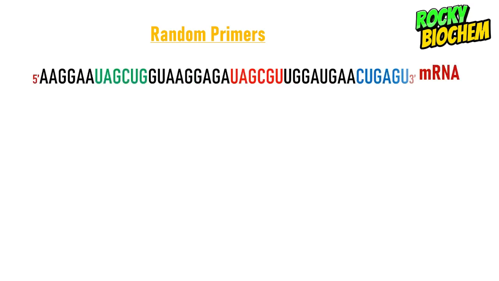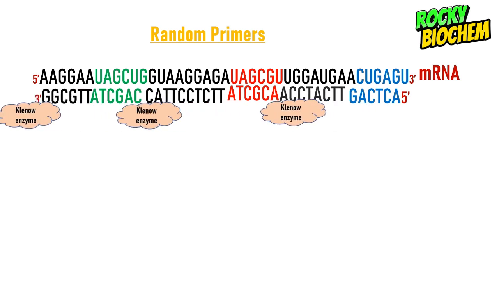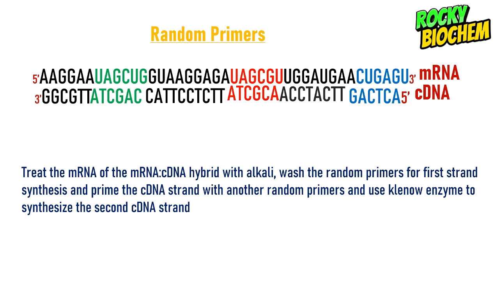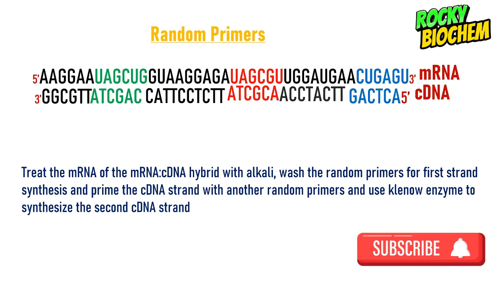Now let me move on to random priming. This is similar to what happens in the first strand synthesis. The random primers, which are usually 6 nucleotides long, are added to the reaction mixture after treating the mRNA-cDNA hybrid with alkali to degrade the mRNA portion. After degrading the mRNA portion by alkali treatment, the random primers will anneal to their complementary regions within the cDNA strand and use it as a template for the synthesis of the other cDNA strand. So the Klenow enzyme binds, and then uses the cDNA as a template for the synthesis of the other cDNA strand. At the end we will obtain our double-stranded cDNA molecule.